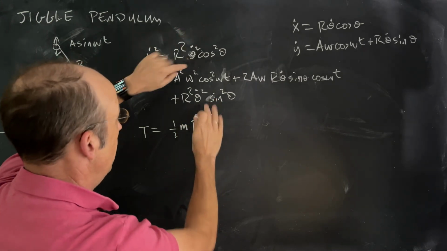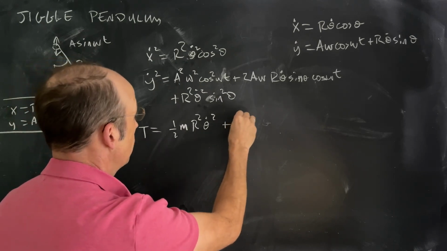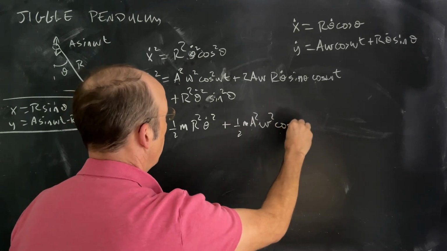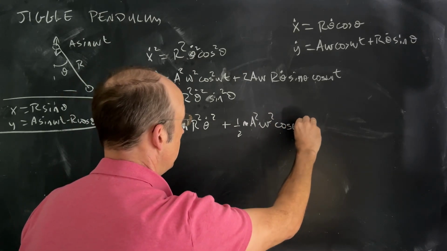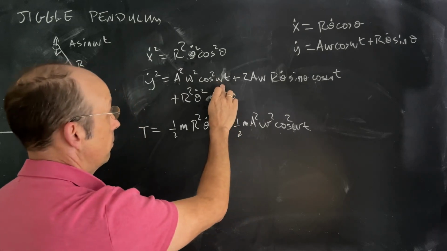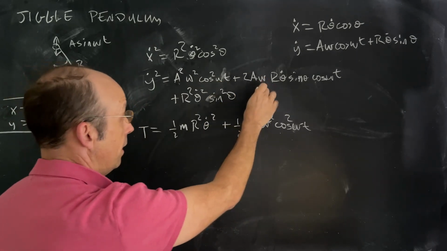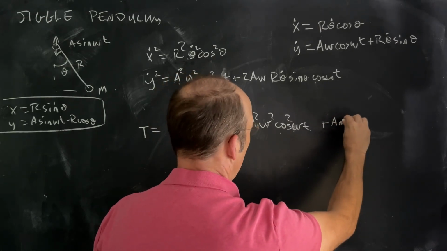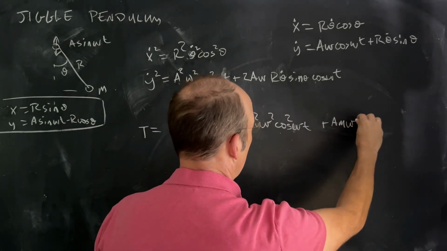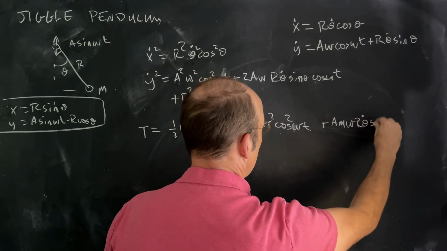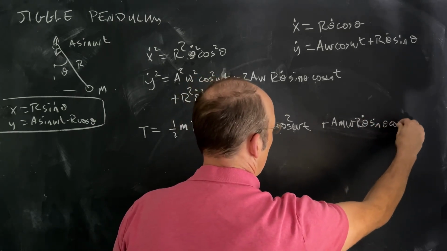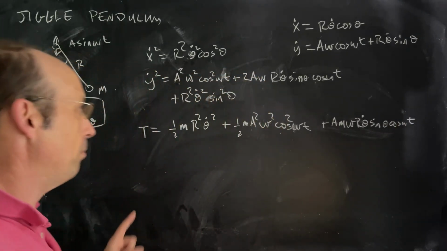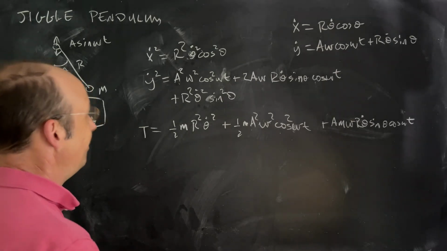That's these two terms. And then I have this term, plus 1/2 m a squared omega squared cosine squared omega t. That's that term. And then this term, the 2 is going to cancel. So I have plus m a omega r theta dot sine theta cosine omega t. And you may be thinking, there's no way we're going to do Lagrangian here, it's impossible. It's not impossible. It's not going to be that bad.